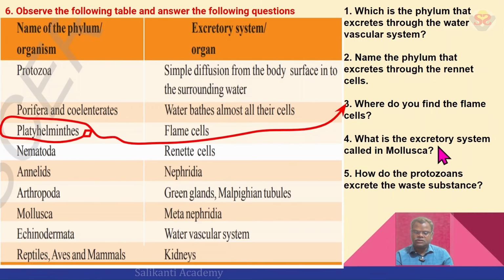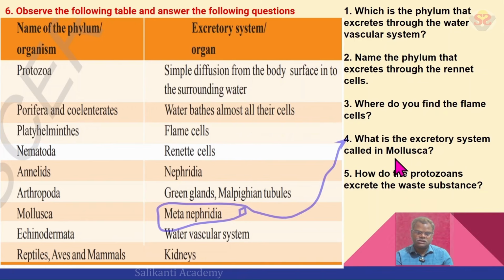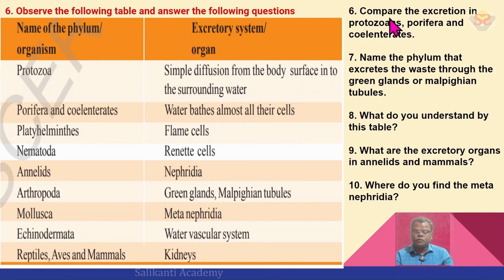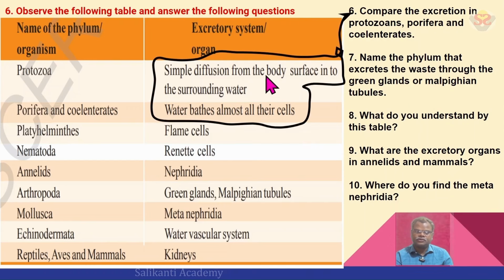Platyhelminthes. What is the excretory system called in mollusca? Metanephridia. How do the protozoans excrete the waste substance? Simple diffusion from the body surface into the surrounding water. Compare the excretion in protozoans, porifera, and coelenterata. Simple diffusion from the body surface into the surrounding water in protozoans. Water bathes almost all their cells in porifera and coelenterata.